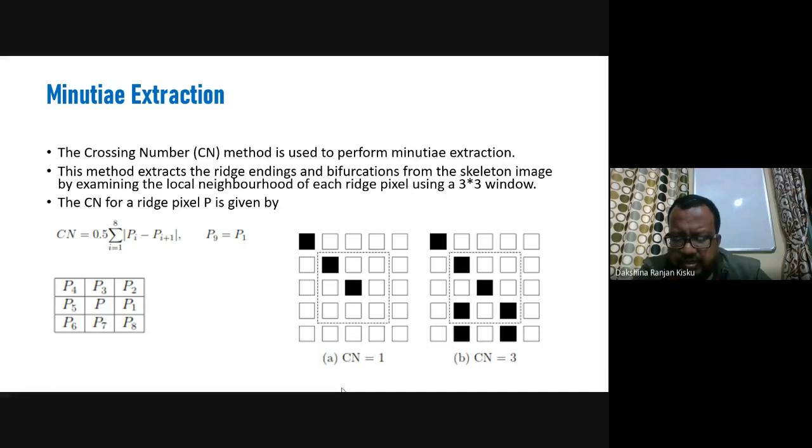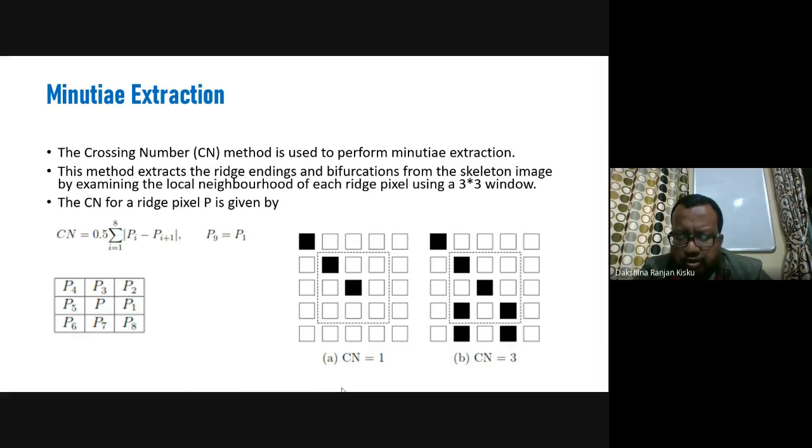In ridge bifurcation, the ridge takes the shape of a Y structure. So when three local neighborhood pixels are connected with the center pixel, the crossing number will be 3, and then the center pixel represents ridge bifurcation. And when the crossing number is 4, the center pixel will represent the crossing point or the intersecting point.